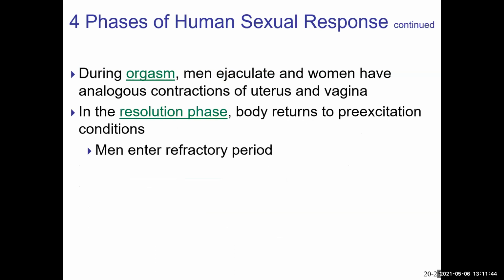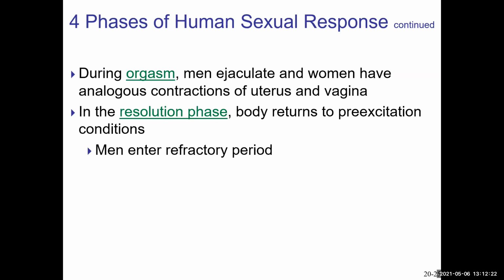And then during sexual intercourse, there is ejaculation in men, and in women, there is the analogous contraction of the uterus and the vagina. So you contract the pelvic floor, and there is contraction of the vaginal wall, and contraction of the uterus. That is the analogous orgasm in male and female. Orgasm is something you cannot describe, you can only feel it. That is orgasm, okay?